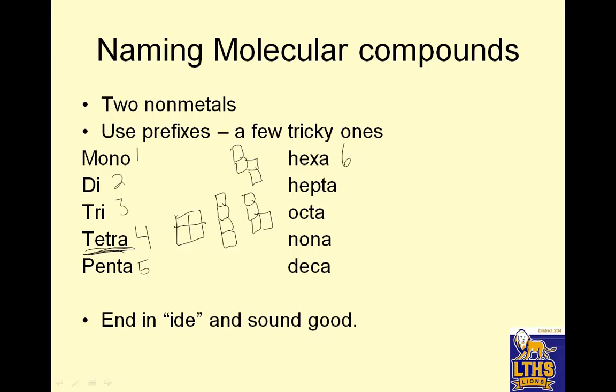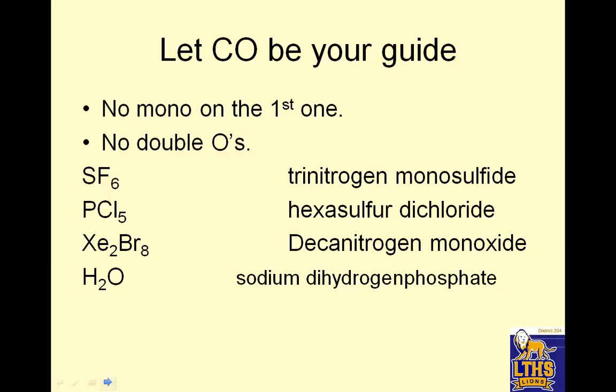Penta is 5. Hexa is 6. Hepta is 7. It's not septa. Octa is 8. Nona is 9. That's probably new. And deca is 10. So we're going to end in "ide" and sound good. Only the second atom ends in "ide" and sounds good. Okay? So let CO be your guide.